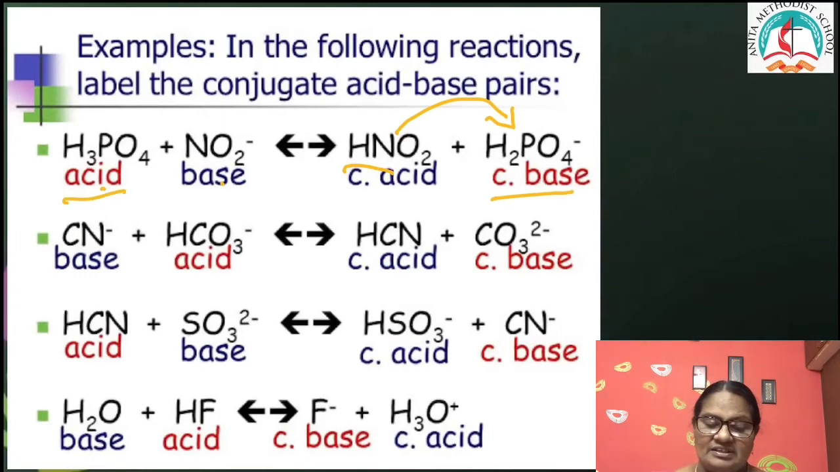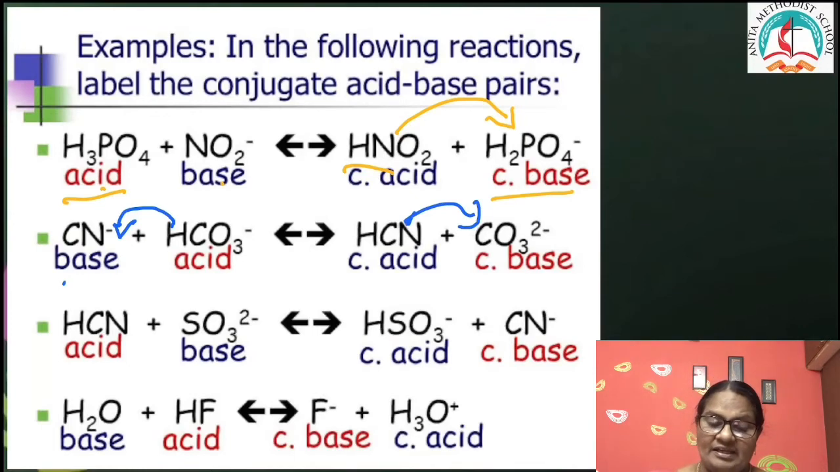Now look at the second case. I have CN minus and H2CO3. So carbonic acid is donating a proton to CN minus. So this is the acid and this is the base. And vice versa on the product side, HCN is going to donate a proton. So that is the acid and this is the base. So any two pairs of substances which differ by a proton are called conjugate acid base pairs.